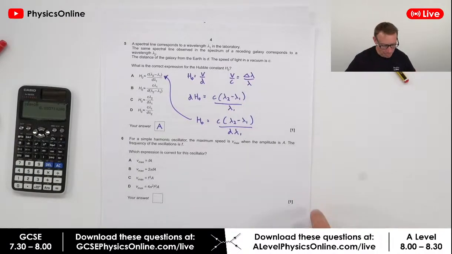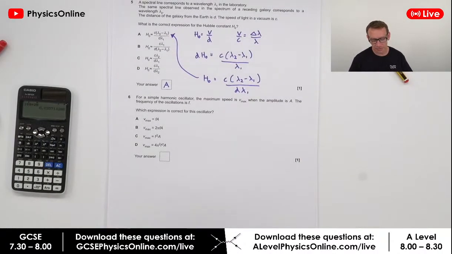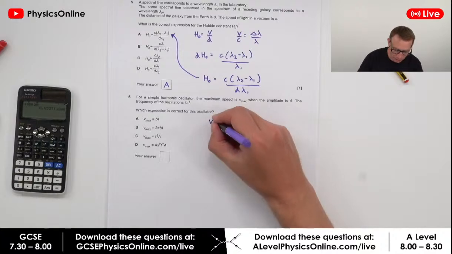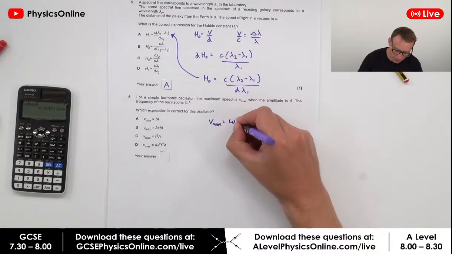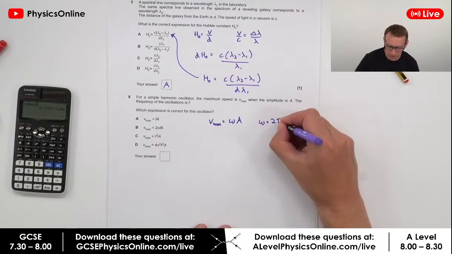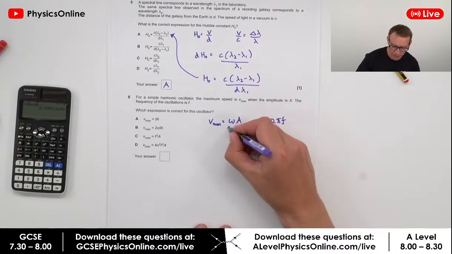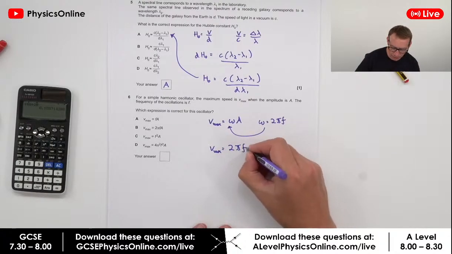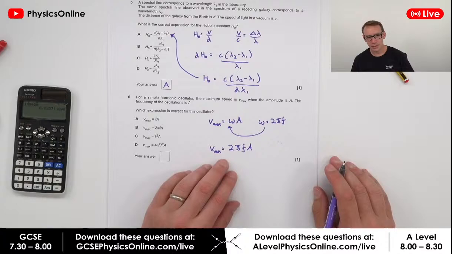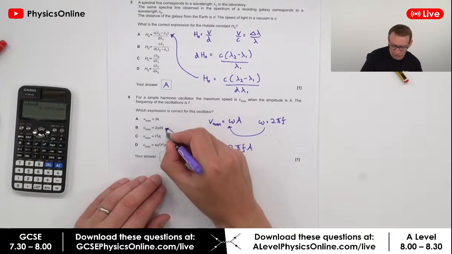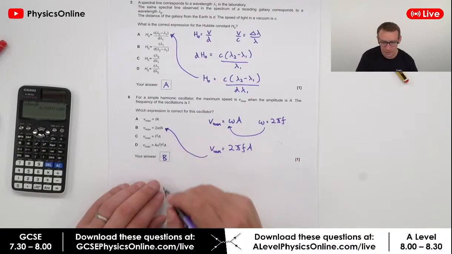Okay, for a simple harmonic oscillator, the maximum speed is Vmax when the amplitude is A. The frequency of the oscillations is f. What expression is correct for this oscillator? Well, we know that Vmax is equal to omega A. That is just something you need to know. And of course, omega is just going to be equal to 2 pi f. So we can put this back in there to say that Vmax is equal to 2 pi fA. And again, now we've done the work, we can look at what the answers are. 2 pi fA, so here the answer, I think, is B for number 6.